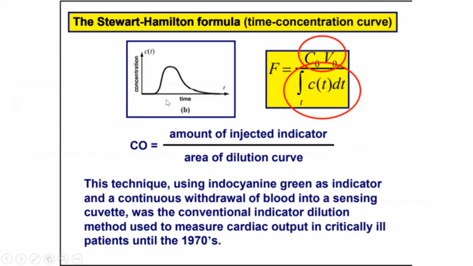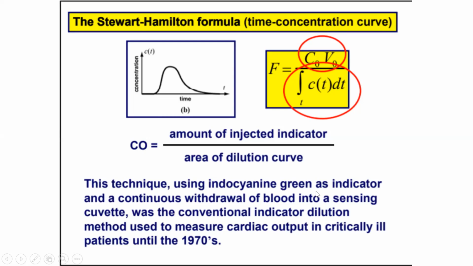One axis is time, on the x-axis, and y is the concentration, all right? And from this, he can calculate the cardiac output by dividing the amount of injected indicator, so the more that is injected, over the area of the dilution curve. Okay, he used sodium chloride. However, after that, people used something called indocyanine green as an indicator.